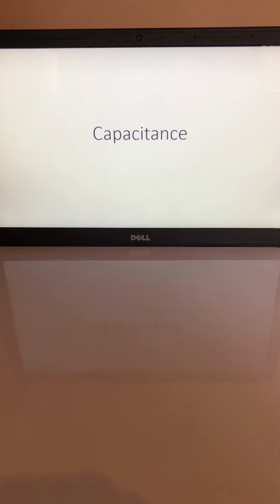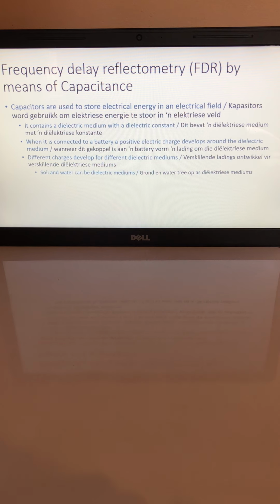Hi, so this is just a summary or a recap on capacitance and how it is used to measure the water content of soil. The overall term is called frequency delay reflectometry, sometimes called FDR, and it's this mechanism that is used through capacitance to measure the soil water content.